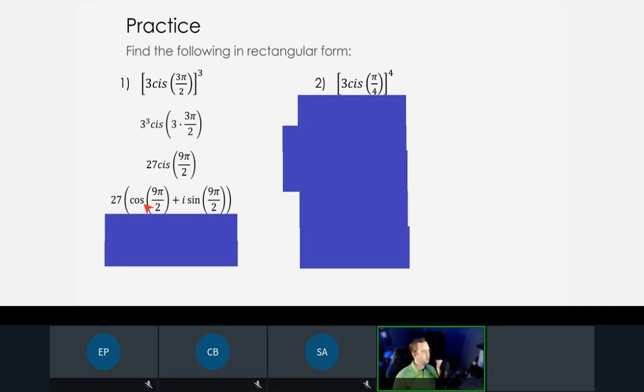All you got to do is, well, you can type in cosine of 9 pi over 2, hit enter, or use the unit circle. But typing it in would be way easier. So make sure you're in radians. So cosine of 9 pi over 2 becomes 0. And then you type in the sine of 9 pi over 2, hit enter, and you get 1.